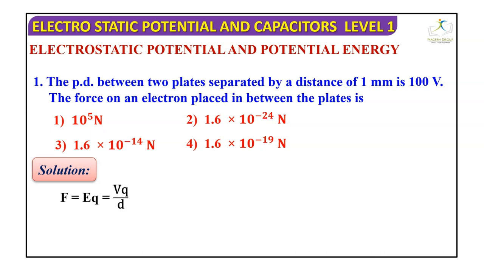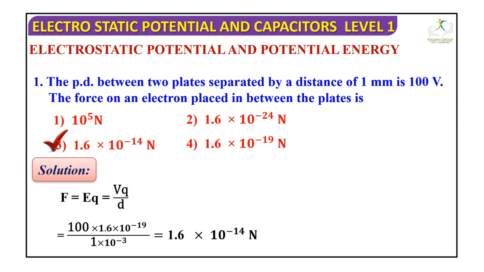We know the formula F is equal to EQ. E means V by D. How does this V by D come? We know the electrostatic field is the negative gradient of the potential, and if we take the mod of that, we get V by D. If I put in all these values, we get 1.6 × 10 to the power minus 14 Newton, which is option 3.